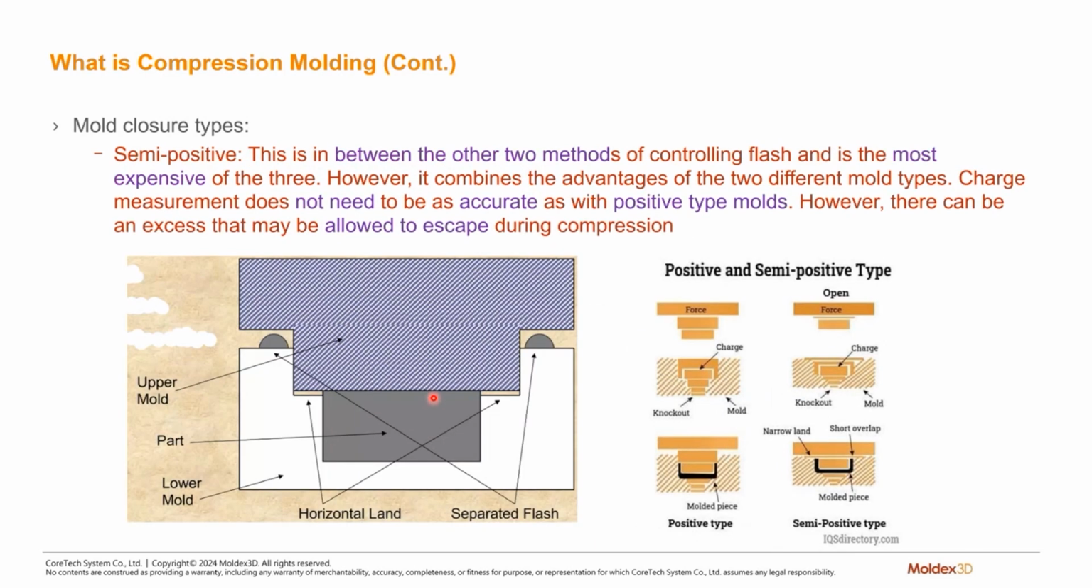The final one is the semi-positive. It combines the advantages of the 2 different mold types. Charge measurement does not need to be as accurate as with the positive type, and excess material may be allowed to escape during the compression.